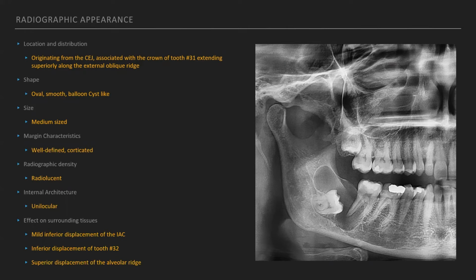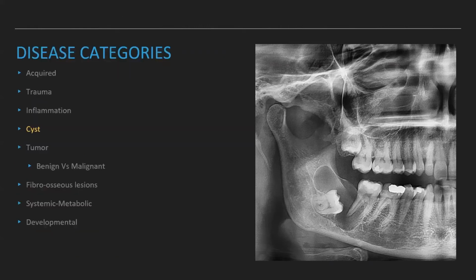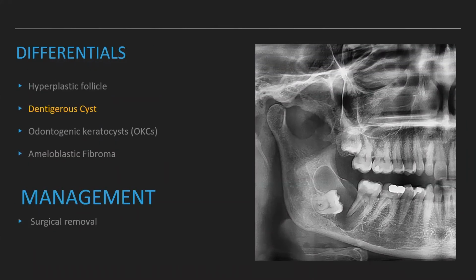With all that information, especially again with that hallmark originating from the CEJ, we're going to put this into a disease category of cyst. Again, trauma, inflammation, cyst, tumor, benign versus malignant, fibro-osseous lesions, systemic and metabolic, or developmental. And with cyst, we're definitely going to go with dentigerous cyst, because again, hallmark forming from the CEJ. Now, these other differentials, hyperplastic follicle, OKC, ameloblastic fibroma, this image alone would not warrant these types of differentials, but if this lesion was smaller, these would be some good differentials to go with.